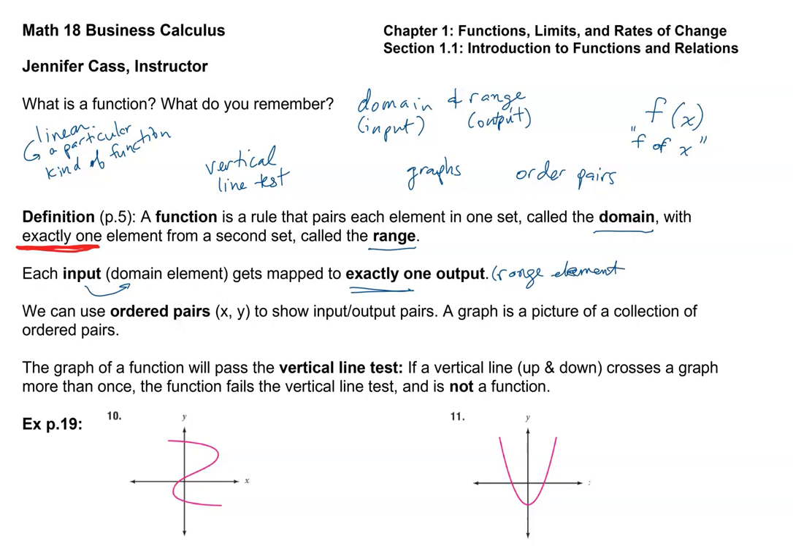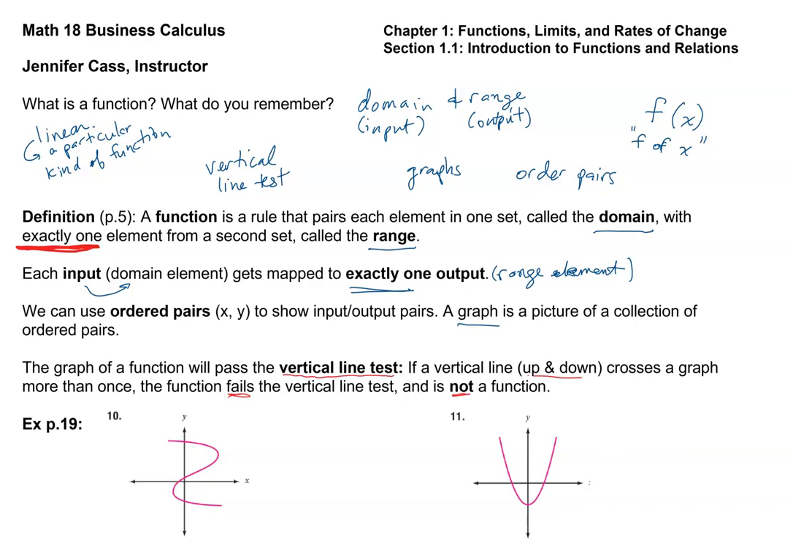Sorry, I'm not perfect with my digital writing. So we can use ordered pairs, x, comma, y, to show input-output pairs. A graph is a picture of a collection of ordered pairs. So there we've talked about a lot of stuff already. So the graph of a function will pass what we call the vertical line test unless a vertical line, which is up and down, crosses a graph more than once. Then the function fails the vertical line test and is not a function.